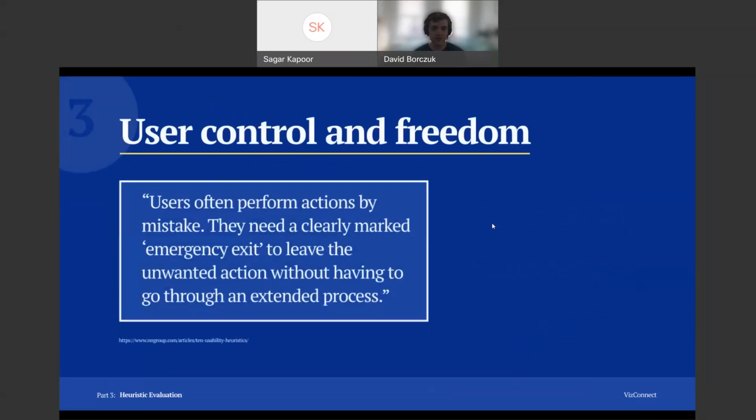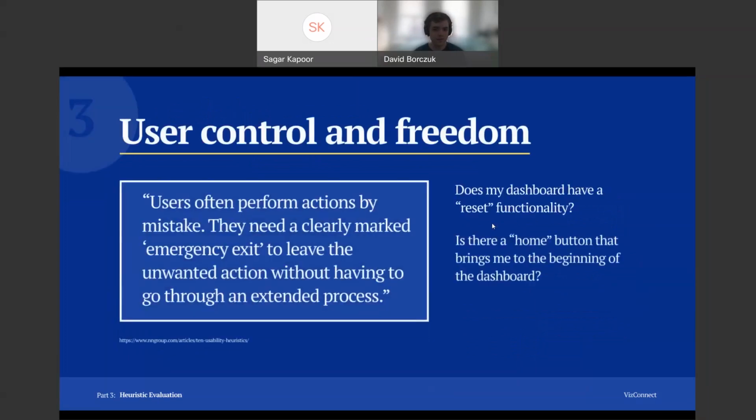The next one is user control and freedom. Users often perform actions by mistake. They need a clearly marked emergency exit to leave the unwanted action without having to go through an extended process. This is really important for websites, but you can also apply it to Tableau as well. So does my dashboard have a reset functionality? Is there a way that you can clear your filters? Is there a way that you can easily educate the users to redo a step that they've done?